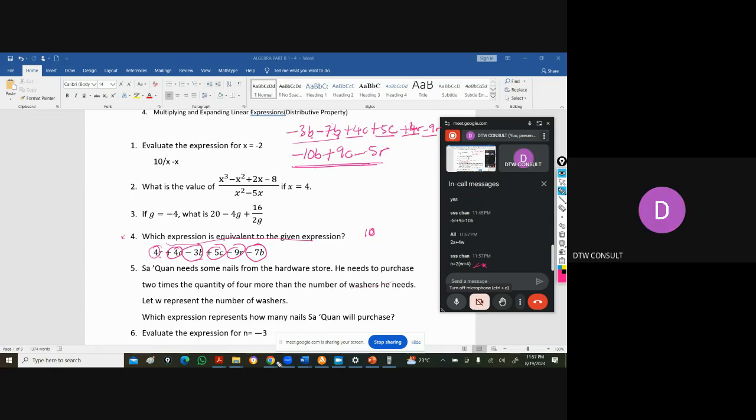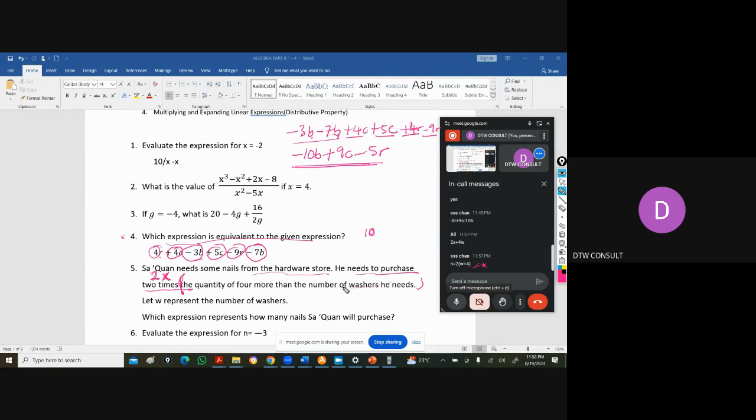That's okay. All right, just look at this. So this is a word problem. It says, San Juan needs some nails from the hardware store. He needs to purchase 2 times. Look at this. That's 2 times everything here. This is the way to break down word problems. If you want to break it down easily, it's 2 times every one of these statements. So that's 2 times the quantity of 4 more than the number of the washers he needs.